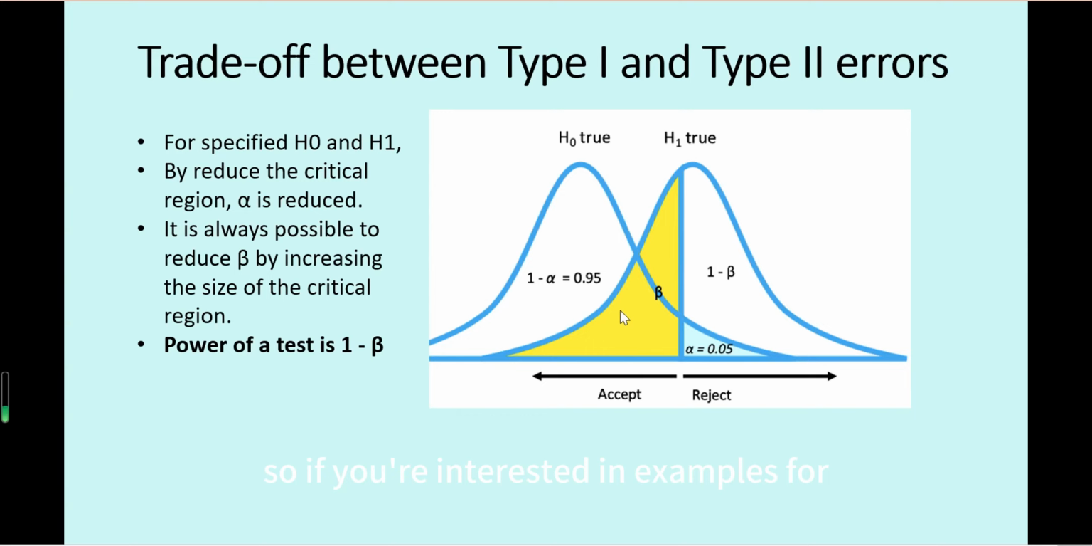If you are interested in the trade-off between type 1 and type 2 errors, we have previous videos explaining these trade-offs with binomial process examples.